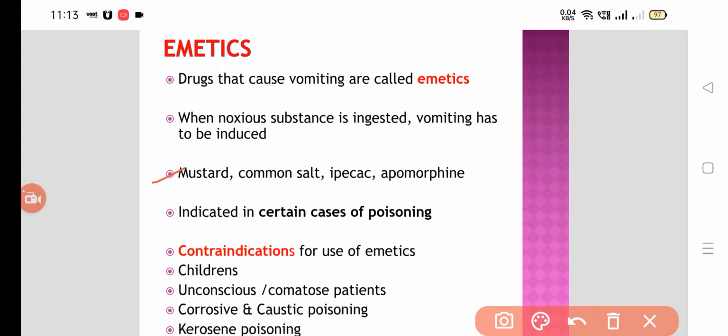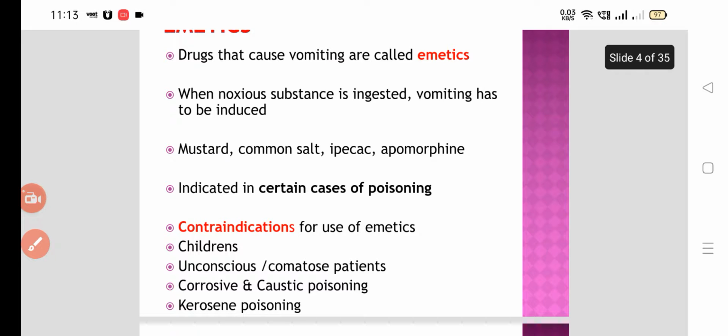Now, how does this vomiting have to be induced? With the help of mustard, which is very common and found in your kitchen. Mustard, common salt, NaCl, ipecac and apomorphine are the agents that we use as emetics, indicated in certain cases of poisoning. Certain cases, not all.